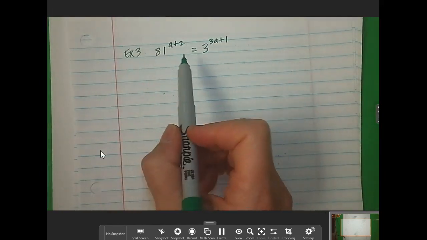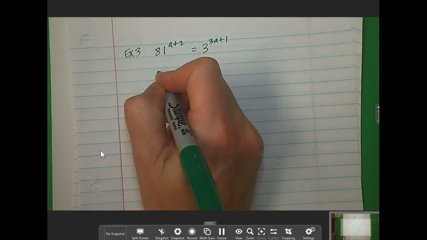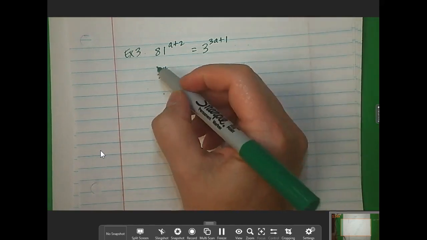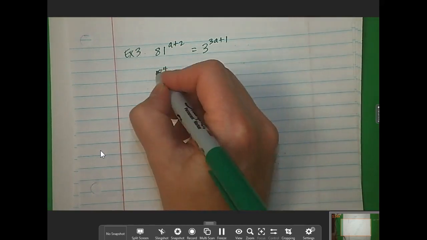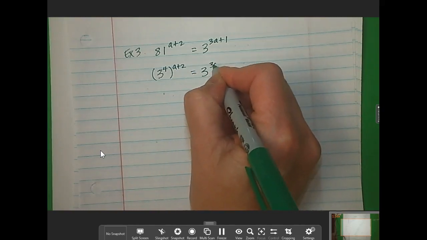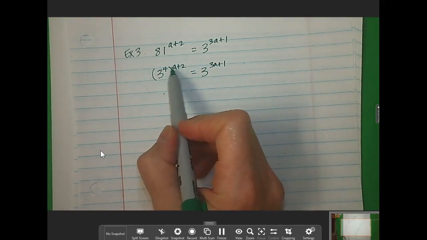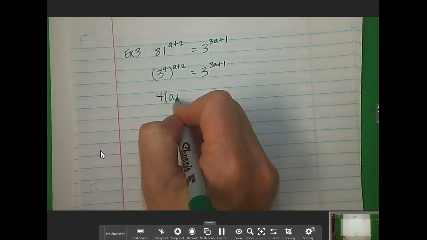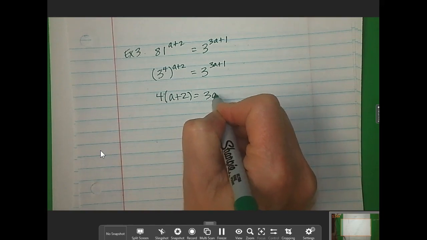Alright, so we're going to change the base, right, to match. So we talked about 81 being 3 to the 4th. So I'm renaming 81 with the base of 3. And then this is still to the a plus 2 equals 3 to the 3a plus 1. Multiplying my exponents because I have a power to a power. So 4 times a plus 2 equals 3a plus 1.